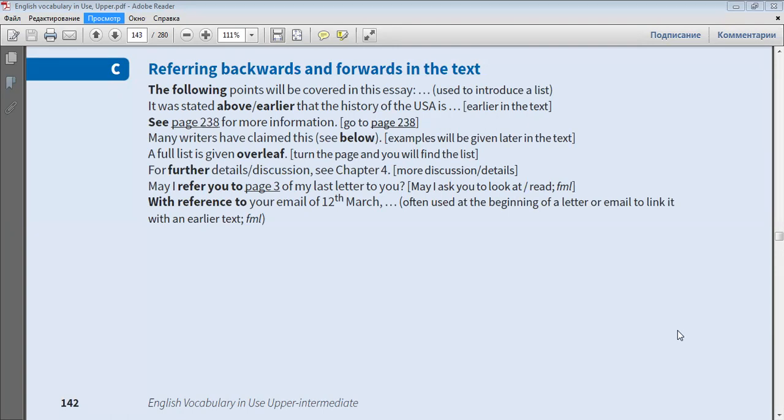For further details, see Chapter 4. For further discussion, see Chapter 4. May I refer you to page 3 of my last letter to you? With reference to your email of the 12th of March, often used at the beginning of a letter or email to link it with an earlier text. Formal. C.